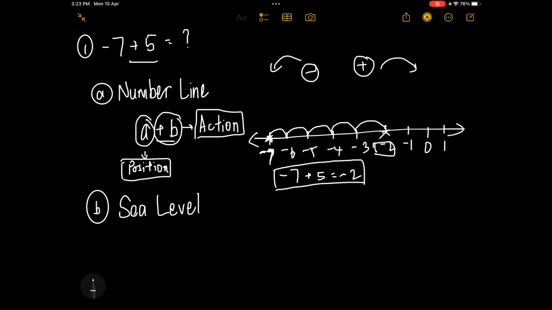Just see what the first number is, that's the position. The second number is the action. If it is plus, move towards the right. If it is minus, move towards the left.